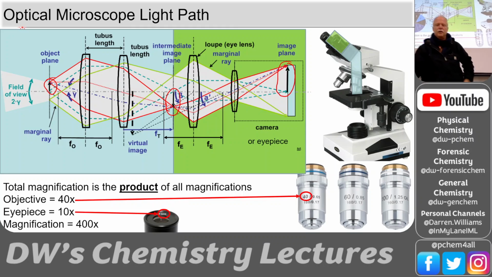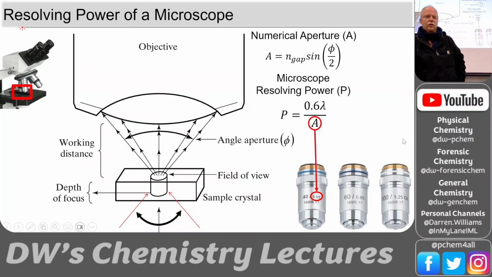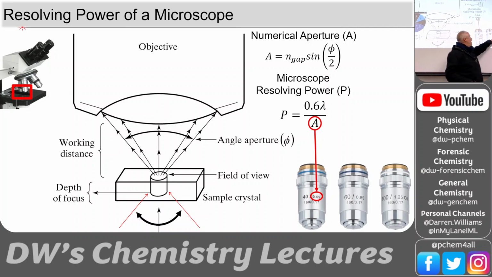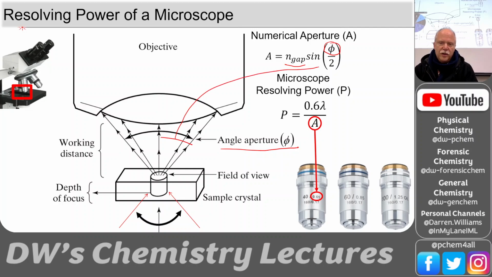Okay. So this is the effects of the objective and the numerical aperture and the resolving power. This numerical aperture is also written on the objective. You can see them right here: 0.65, 0.85, 1.25 in oil, 0.17 in air. That's the numerical aperture. You could calculate it if you knew the geometry of the aperture. So this is the aperture angle. It's this angle right here, theta over 2, or phi over 2.